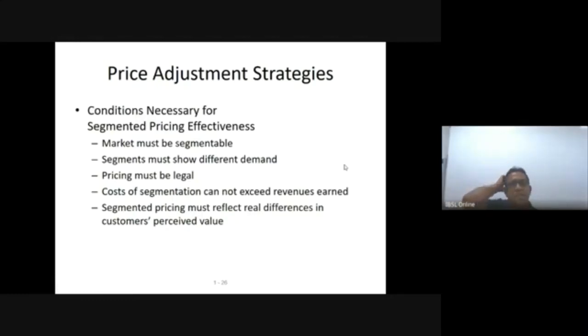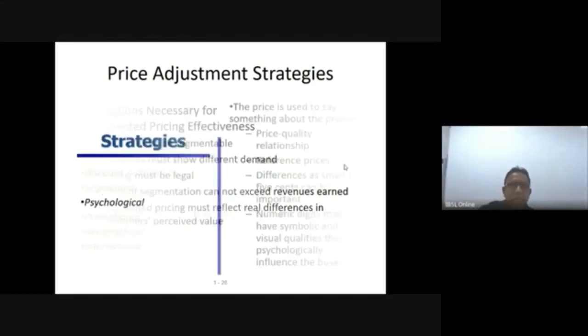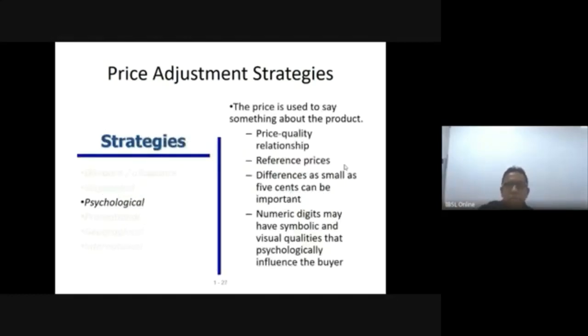Conditions necessary for segmented pricing effectiveness. The market must be segmentable. Segments must show different demand. Pricing must be legal. The cost of segmentation cannot exceed the revenues earned. Segmented pricing must reflect real differences in customer perception. So to do all that I discussed, these requirements are necessary. Right?